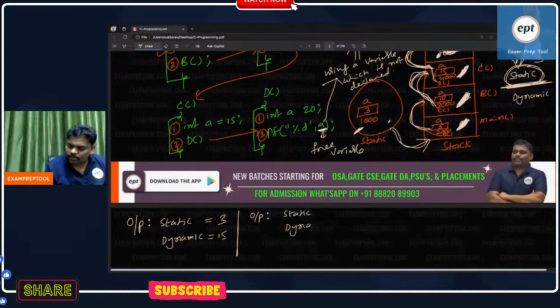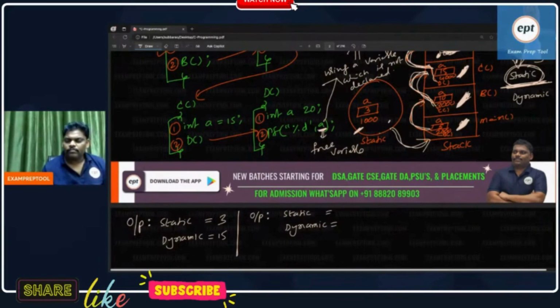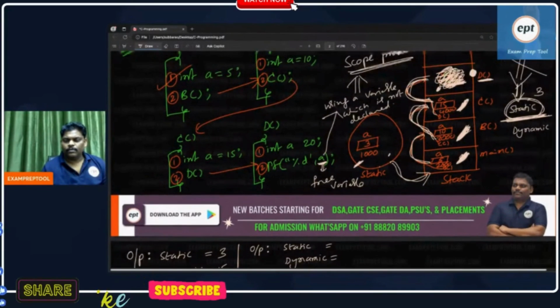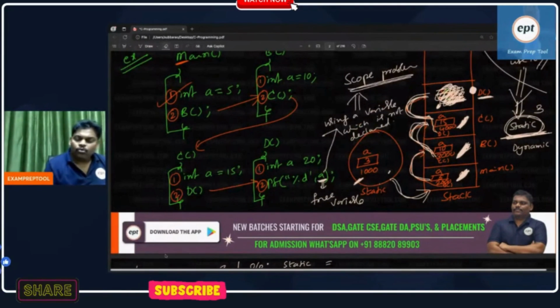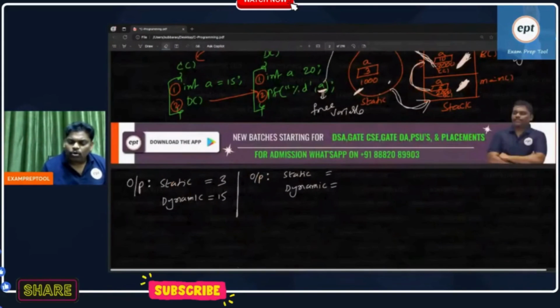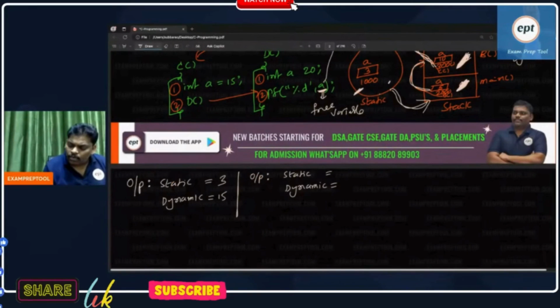Interesting answer. What is the output of this program? Static how much? Dynamic how much? This is available. If local is there, where is the problem? Local is there, no problem. 20 is printed in both.